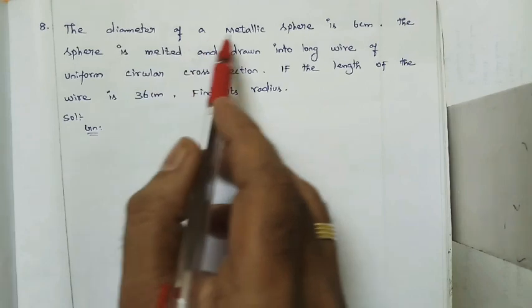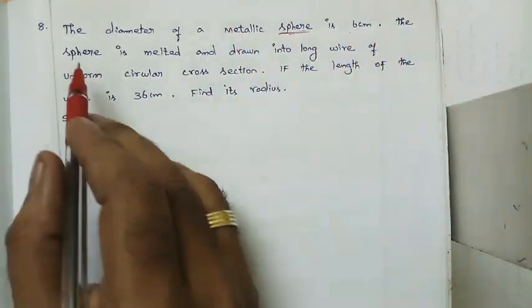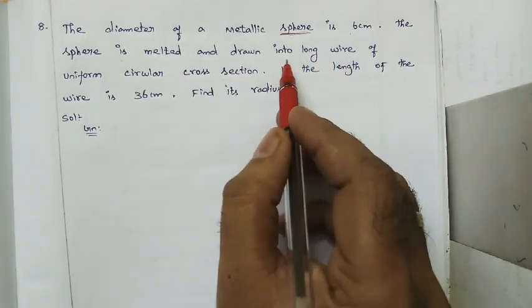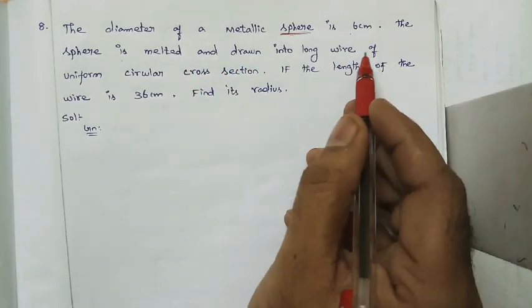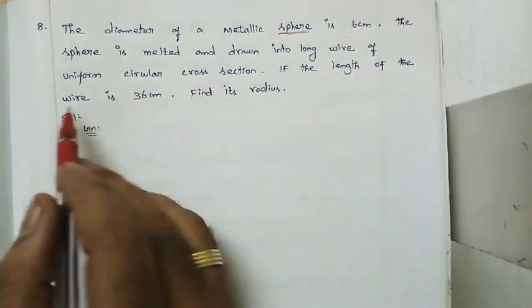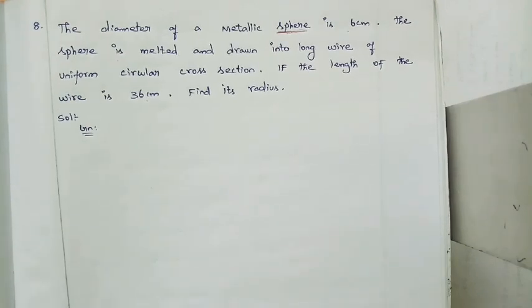The diameter of a metallic sphere is 6 centimeters. The sphere is melted and drawn into a long wire of uniform circular cross section. If the length of the wire is 36 centimeters, find its radius. Same as sum number 7, right?